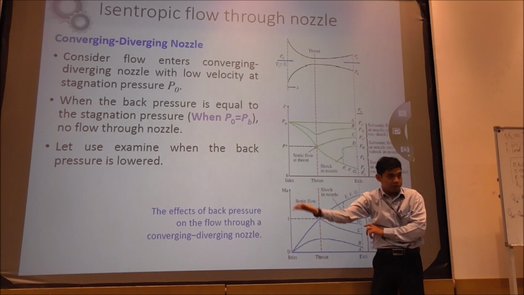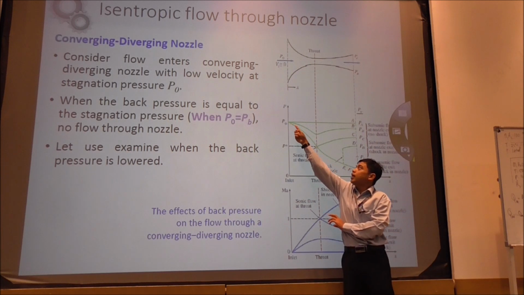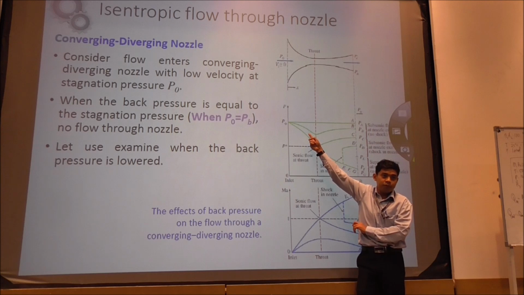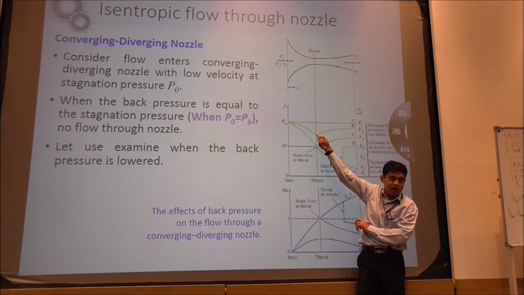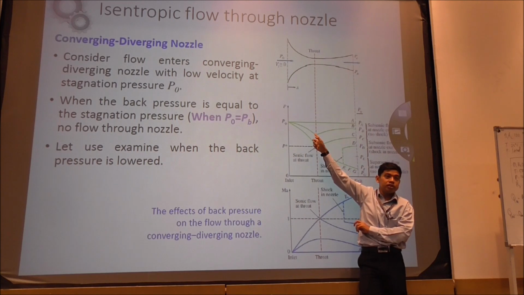Of course, coming back to the Bernoulli equation, right? When the area is decreasing, the velocity increases, and when velocity increases, pressure decreases. Then in the diverging part, your area is increasing. When your area is increasing, the velocity decreases. When velocity decreases, pressure increases. Okay? This is the case because you haven't reached the critical condition.